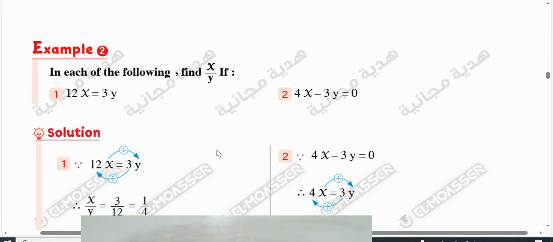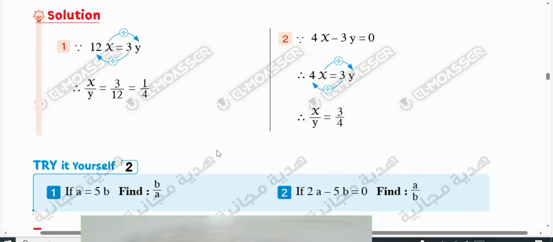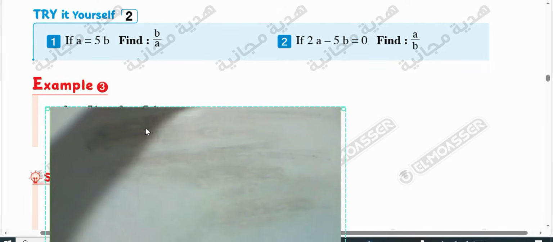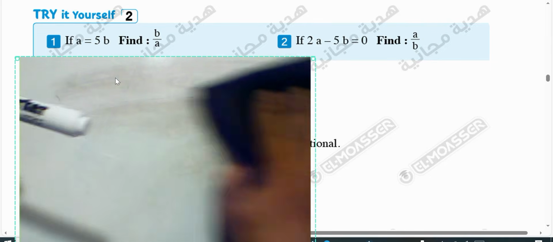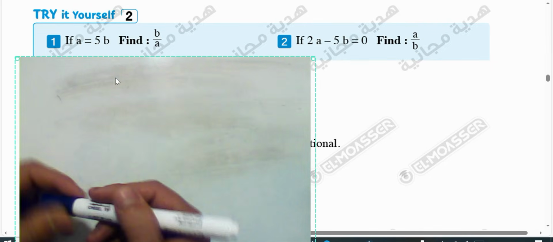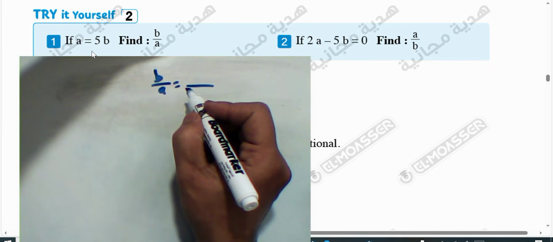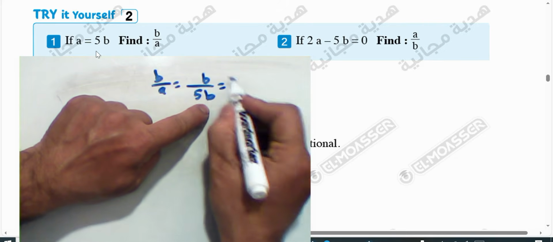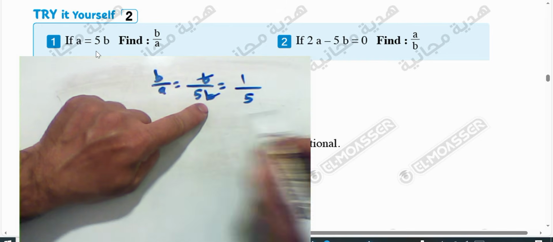So, give me an example here in the solution. Okay, now I will solve. Try to solve number 2. If a equals 5b, then b over a equals what? Look at me, the example: a equals 5b, put the value of a as 5b. Then b over 5b, we can divide by b. b divided by b is 1, 1 times 5 is 5. The result will be 1 over 5.